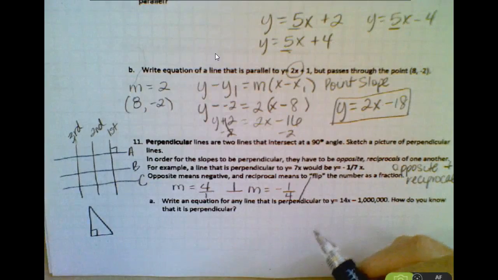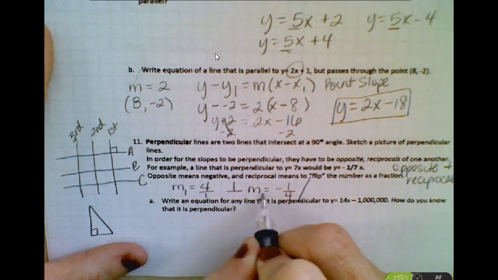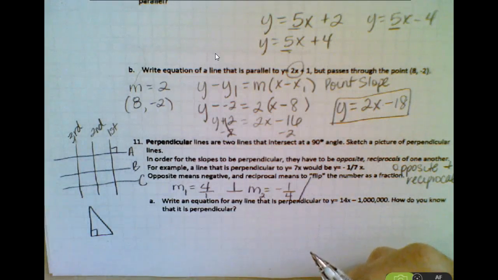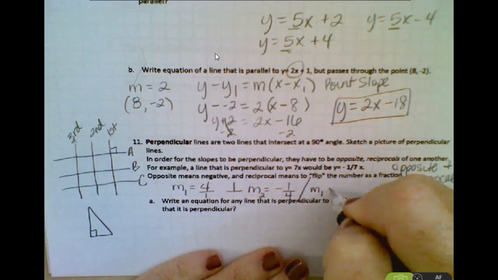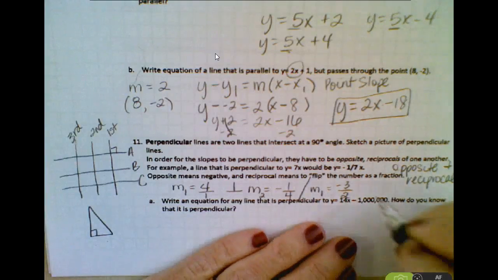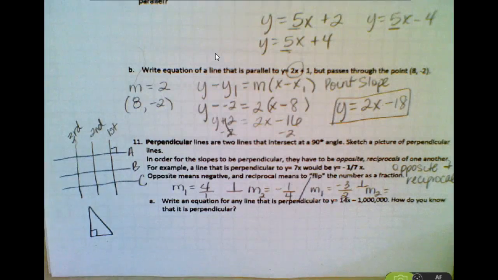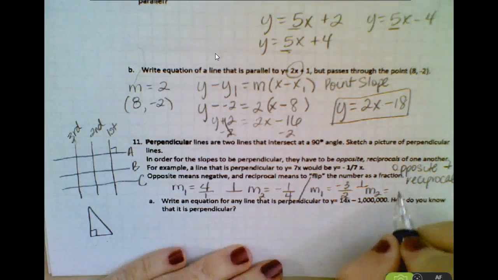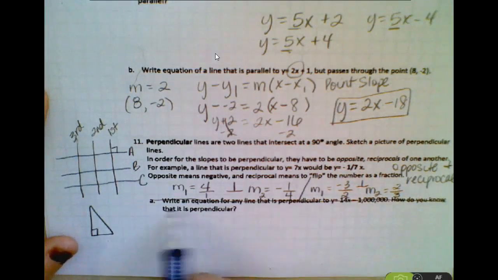Jared, pick a fraction for me. 3 over 2. I'm going to call these M1 and M2. M1 is the original line, M2 is the perpendicular line. If we did it again, what did you say, 3 over 2? Yeah. And I'm going to make it negative 3 over 2. So if the first line had a slope of negative 3 halves, what would the perpendicular line have a slope of? What's the opposite of negative? Positive. What's the reciprocal of 3 halves? 2/3. Just flip it over. You can skip through this for now.